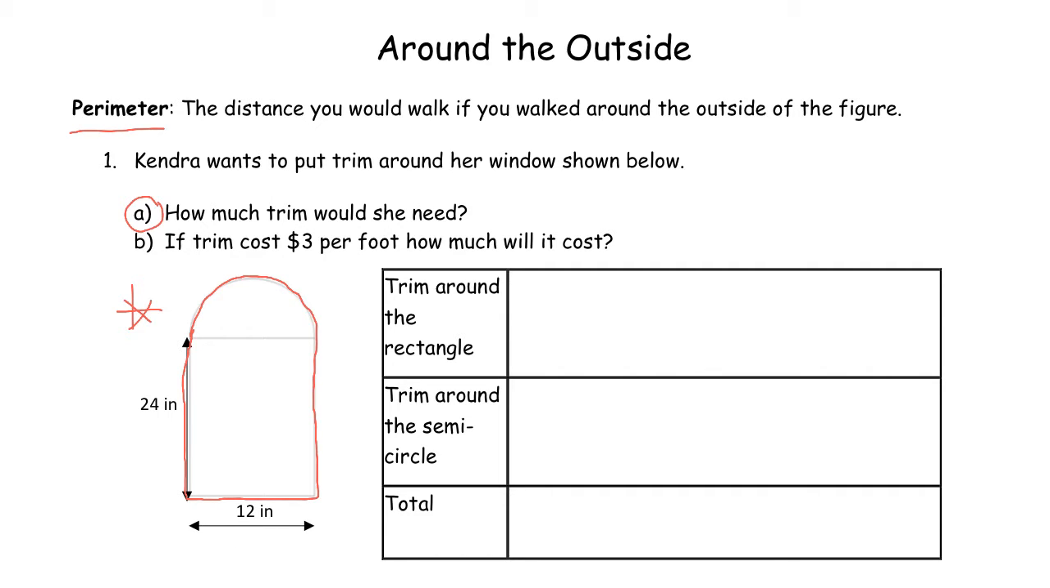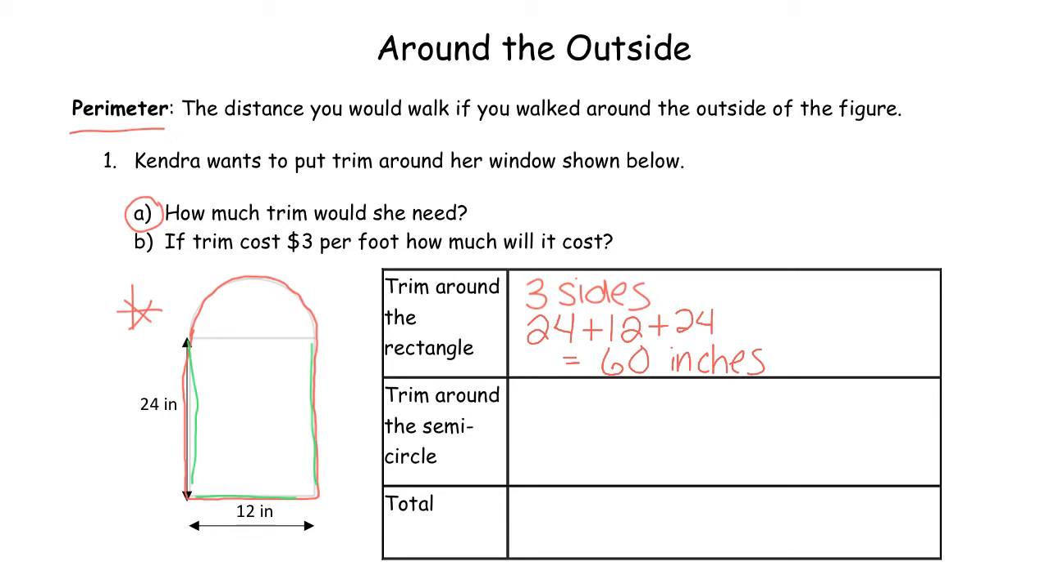So let's first talk about the trim around the rectangle. We're only going to find the length of 3 sides. We're going to find the length of this side, and this side. So since we're given the measurement of all those sides, we can just go ahead and add them up. So we have 24 plus 12 plus 24, which in total gives us 60, and we're working in inches. Okay, so that's the bottom part there.